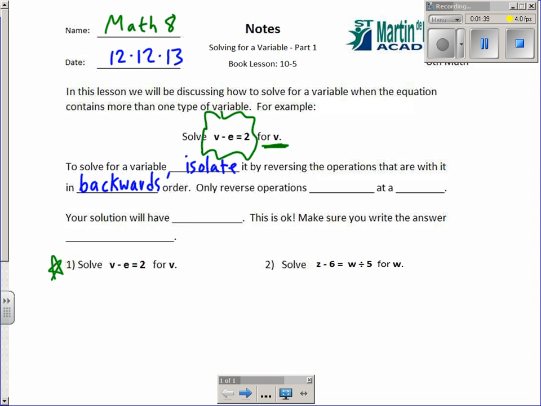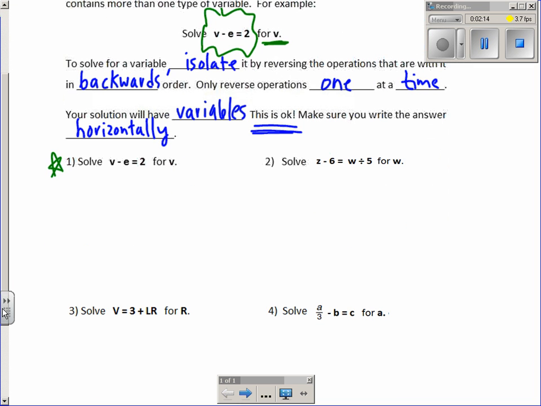Only reverse operations one at a time though. I know some of you want to save time and try to do two steps at once. Just go step by step, one at a time. That way you ensure you get the right answer. And again, in your solution, you're not going to get a number. You're going to have variables in your answer. So your solution will have variables. That is okay. Just make sure you write the answer horizontally. Some students try to write vertically, just have the answer written horizontally, left to right. You guys have been doing that, so.